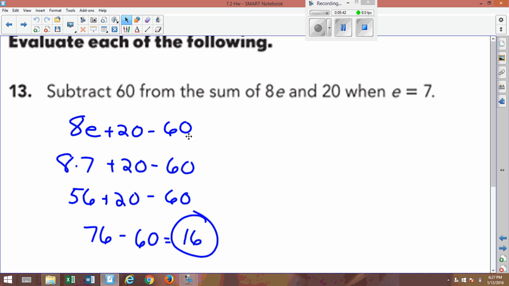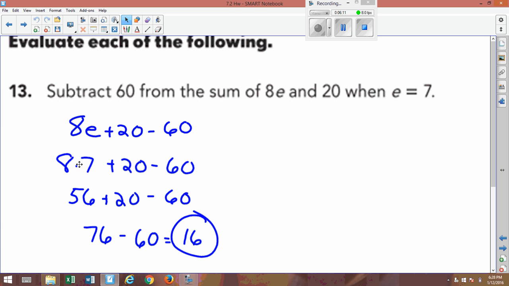Subtract 60 from the sum of 8e and 20 when e is equal to 7. So subtract 60 from the sum. You've got to put that 60 all the way at the end, because you've got to find this first. Then the sum of 8e and 20, so 8e plus 20, because it says sum those two. Then we just substitute our e in and solve.